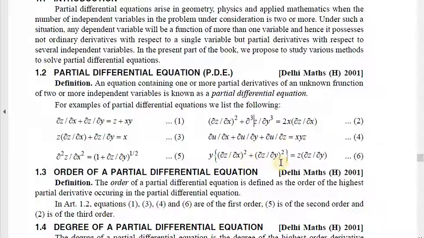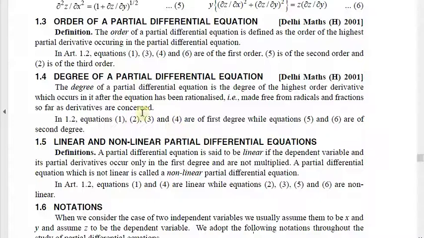So what is the maximum power of the first order derivative present in the equation? You can just see that it is 2. Therefore the degree of this partial differential equation is 2. So these are the formal definitions. You can just go through them and try to write them down and make a note for yourself.